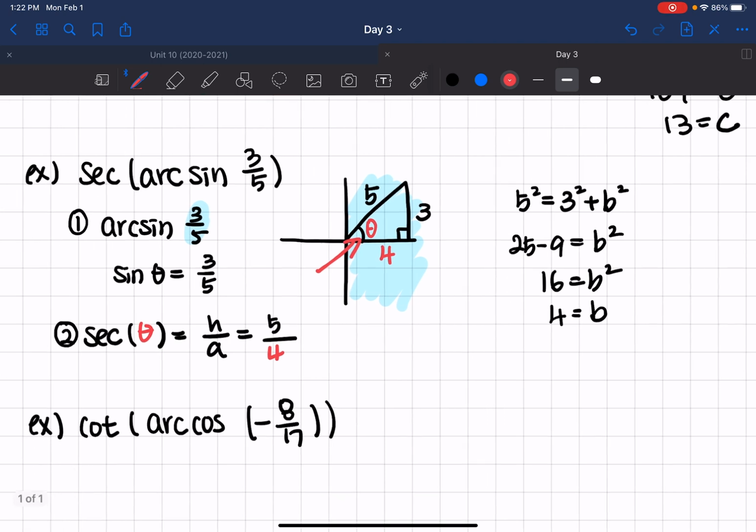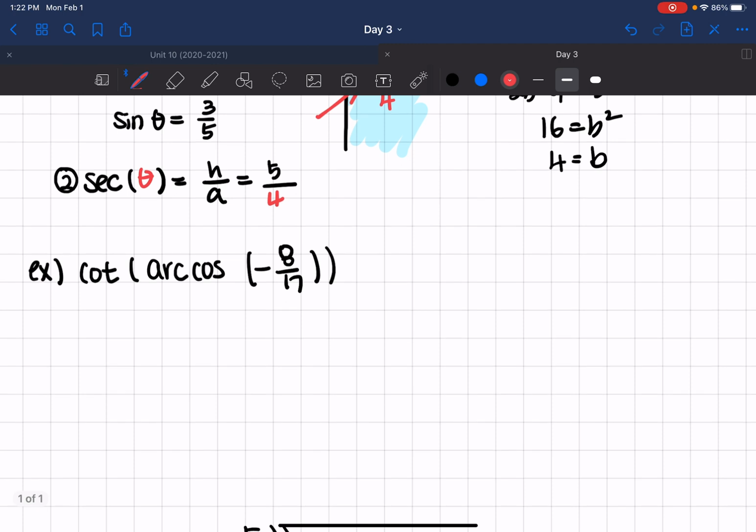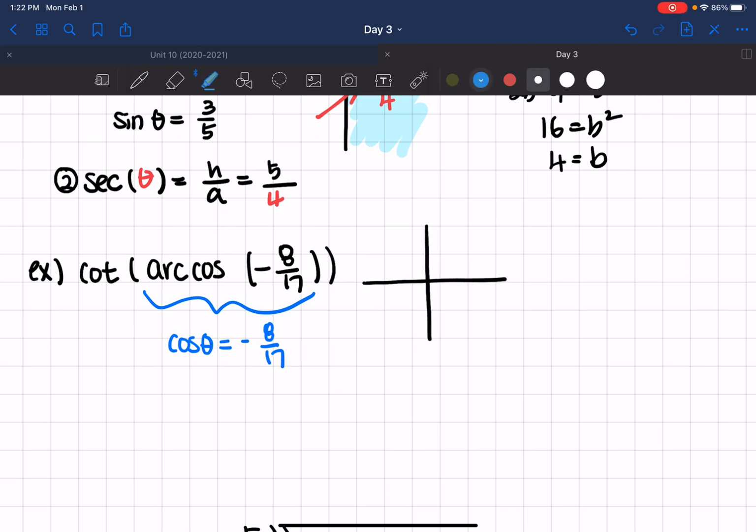And the next example here: evaluate the cotangent of arc cosine of negative 8 over 17. Again, I'm going to do the inside function first, the inner function. This means cosine of some angle equals negative 8 over 17. But remember, your inverse cosine is in the first or the second quadrant. Your angle is between 0 and pi.